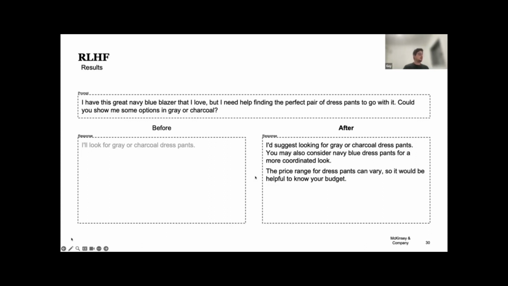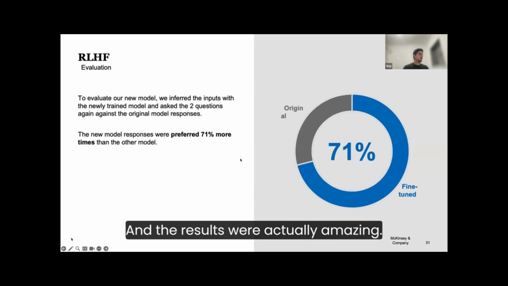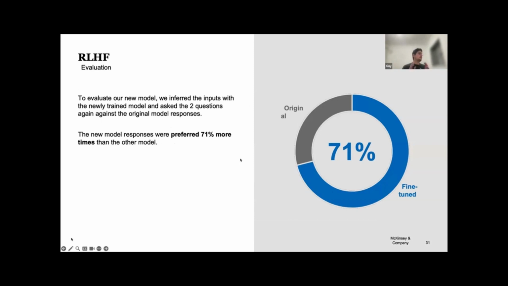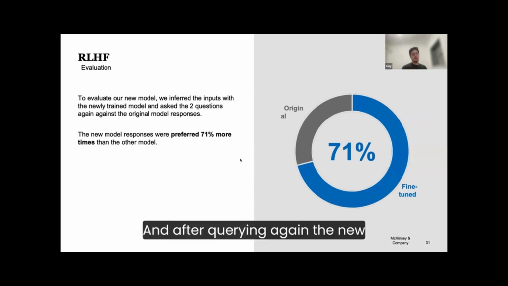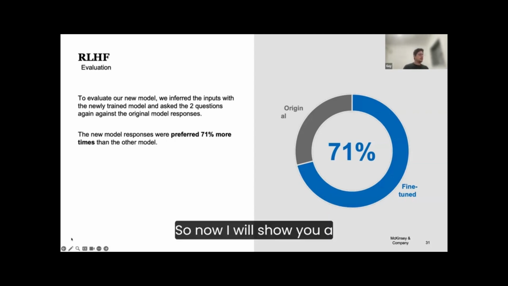So the results were actually amazing. After querying again the new model, the fine-tuned model, against the original model, we saw that 71% of the people via Task querying preferred the fine-tuned model. So we inserted guardrails, we reduced the prompt size, and we achieved 71% more satisfaction from the potential clients of the store. So now I will show you a quick demo.